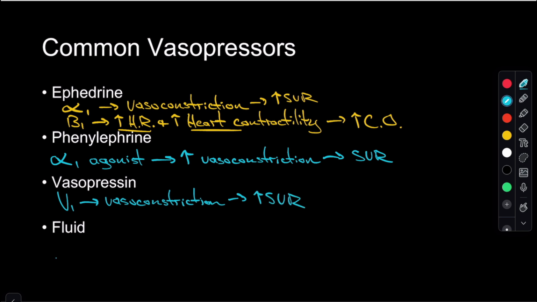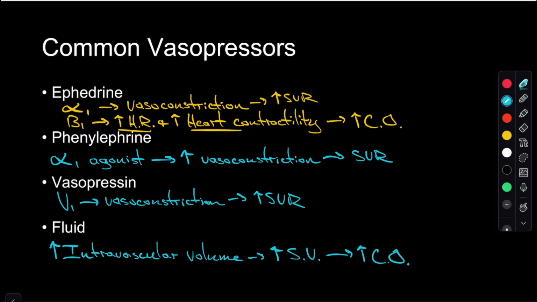And then if you administer fluids, we talked about this in one of our previous lectures, but that's going to increase your intravascular volume, which is going to increase your stroke volume, as long as you're staying in the optimal range of the Frank-Starling curve, and then that will increase cardiac output, which can also increase your mean arterial pressure.